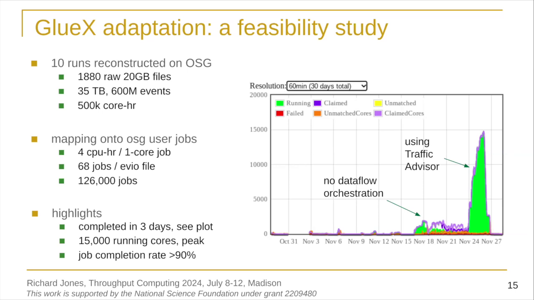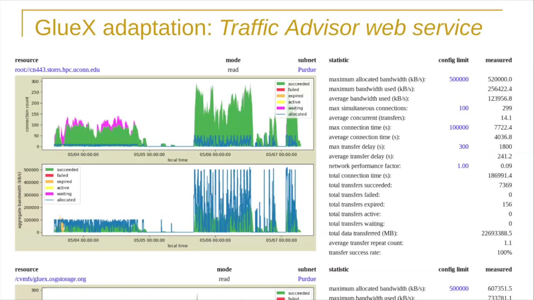Okay, so what is data flow orchestration? It's a web app that I wrote called Traffic Advisor. It was just something ad hoc that I created for this test. This is a web page that I just opened up and took some slices from. You can see here a visualization of what's happening on the network. The resource being accessed here is the Yukon stores XRootD server where the raw data was staged, and this is the Purdue OSG site that's reading the data.